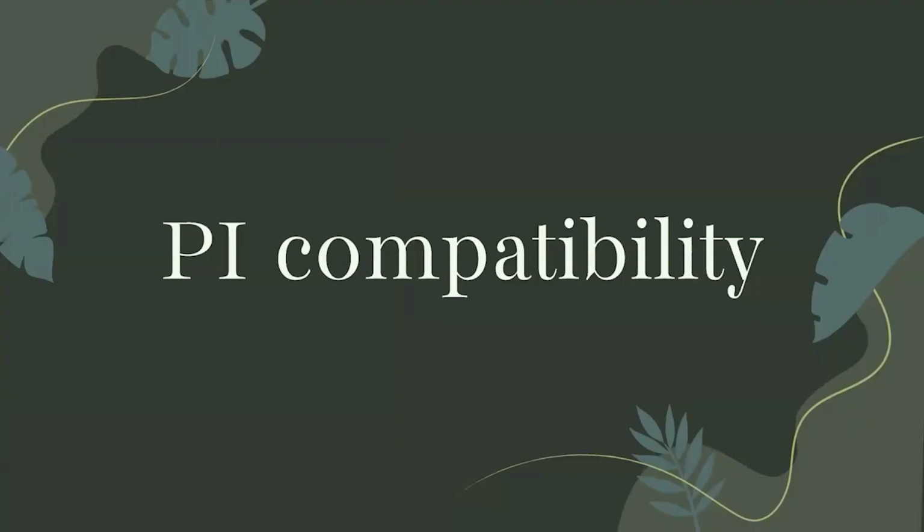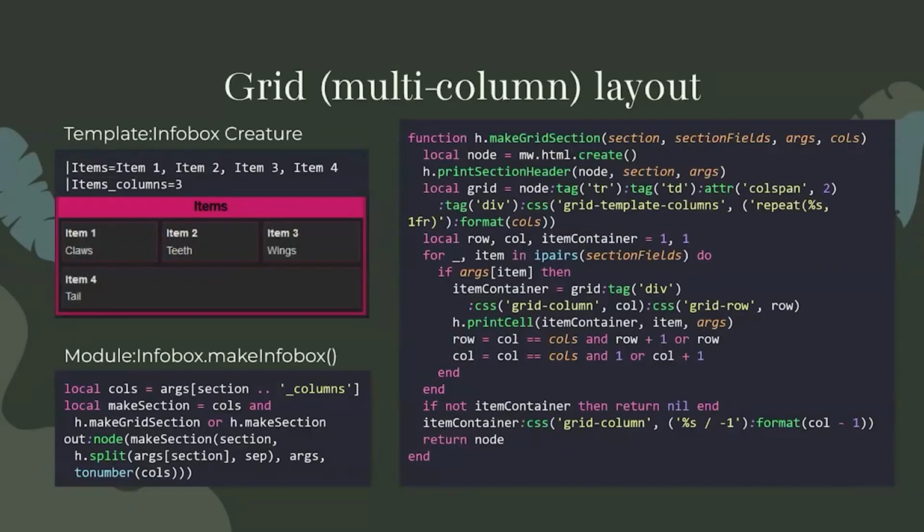So in addition to that minimal implementation of infoboxes, there's also some stuff here for PI compatibility. So PIs support this column layout where you basically use CSS grid and show stuff in boxes next to each other instead of showing things in lines with one table row per item. So here is the Lua code that I have to do this.